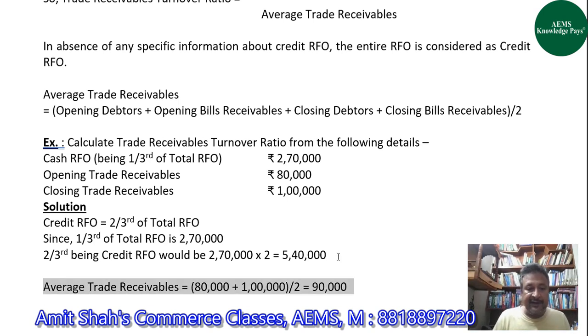And this is average trade receivables, that is opening trade receivables plus closing trade receivables divided by 2. So trade receivables turnover ratio is credit RFO divided by average trade receivables, that is 6 times.